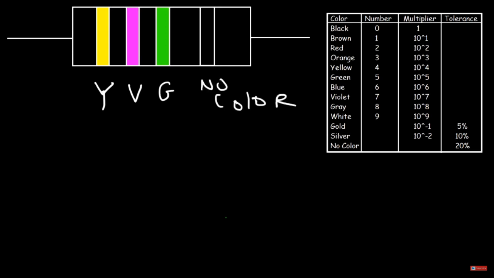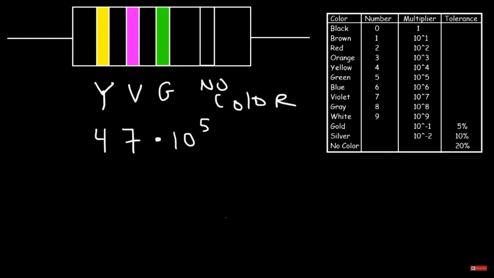So the first color is associated with the first digit. So yellow corresponds to 4. The second color is for the second digit. Violet corresponds to 7. The third color is for the multiplier. Green has a multiplier of 10 to the 5th.